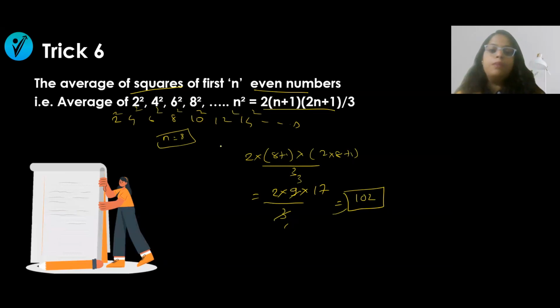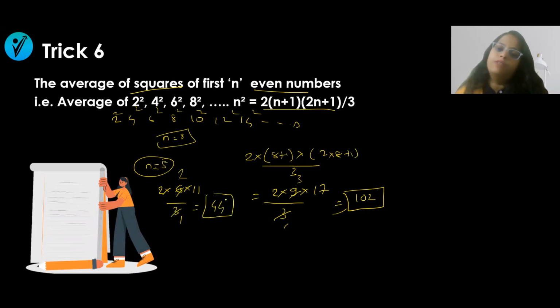If you take only the first 5 terms, 2, 4, 6, 8, 10, n is equal to 5, then what will be the average? 2 into n plus 1, meaning 5 plus 1 is 6, then 5 2s are 10 plus 1 is 11, whole divided by 3. 3 1s are 3, 2 11s are 22, 2 22s are 44. So this will be your average. This is the trick for the average of the squares of the first n even numbers.